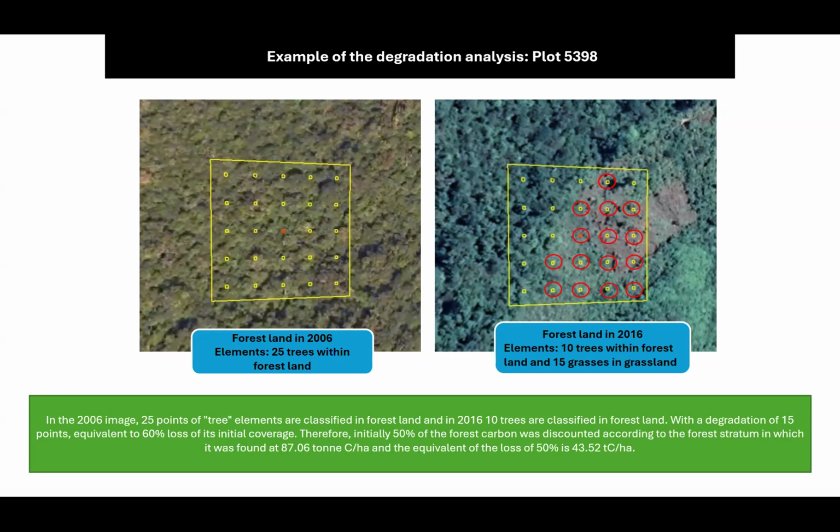And in this case, the plot has 87 tons of carbon, and the equivalent of the loss of this initial year was 43 tons of carbon, and we applied this data for the degradation accounting.